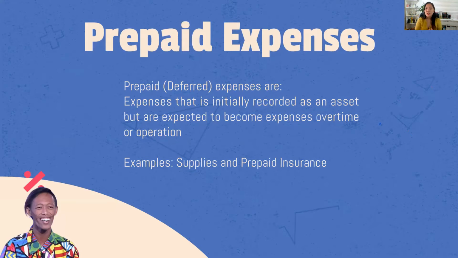expenses that are initially recorded as an asset but are expected to become expenses over time or operation. Example, supplies and prepaid insurance. So what are prepaid expenses, class? These are assets. When you receive that specific asset, like for example, prepaid rent, you record it as an asset. The moment that the asset, for example prepaid rent, is being served already or it's being used, then it's considered already as a revenue.